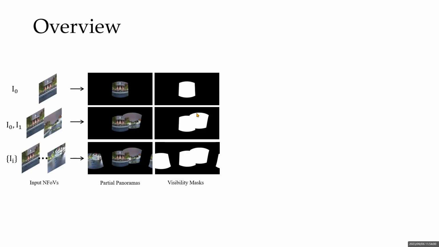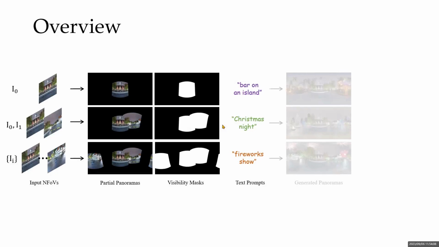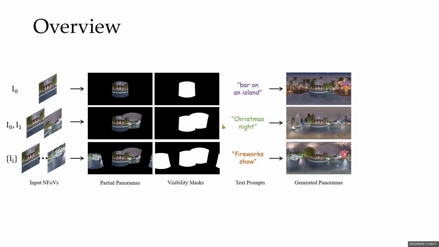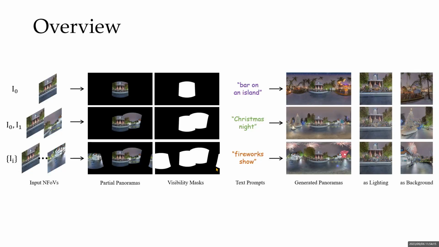Then we feed them along with the text prompts to our control-based latent diffusion model and sample iteratively in our rotating schedule to get the final generated panoramas. The generated panorama could then be used in downstream applications, such as lighting and texture background.